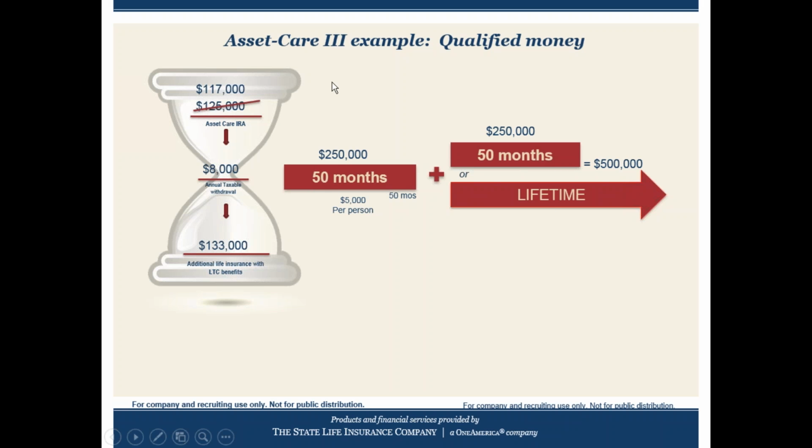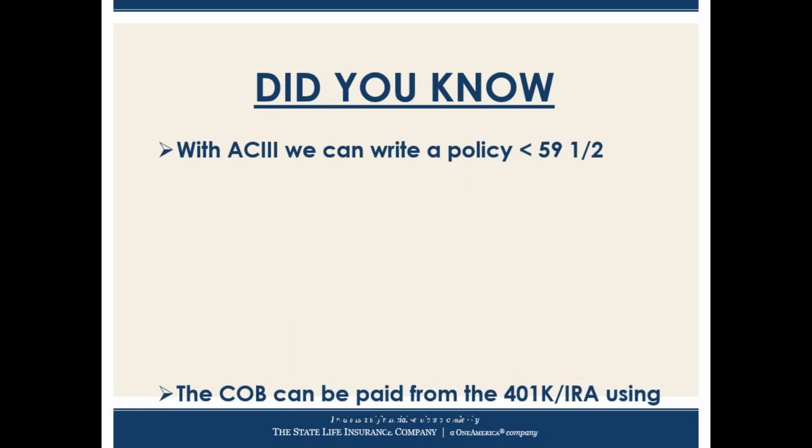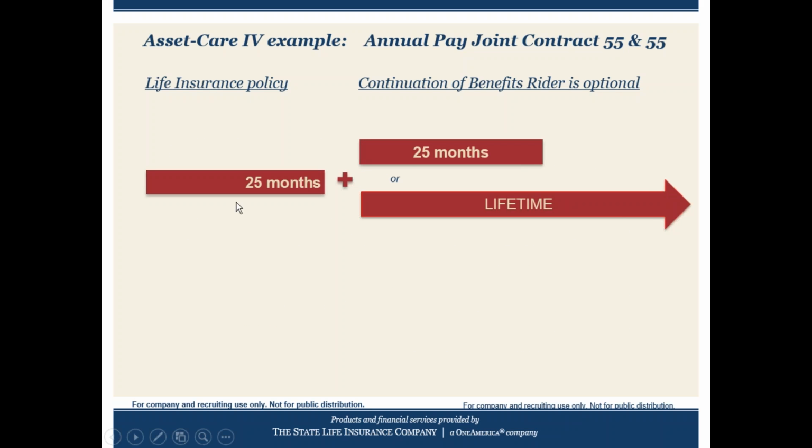Then you have the rider, but instead of doing a single premium into it, we're going to take qualified money, put it into our IRA, drain it down for 20 years to build it out. Same exact thing. Then for clients who maybe are a little more income heavy, you can do our Asset Care 4 product, which again looks like the same exact thing, right?